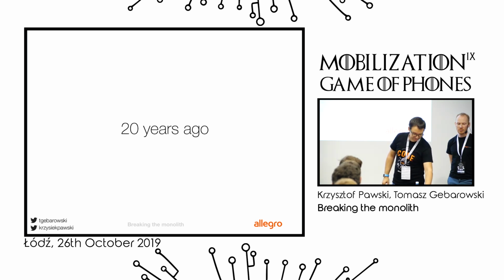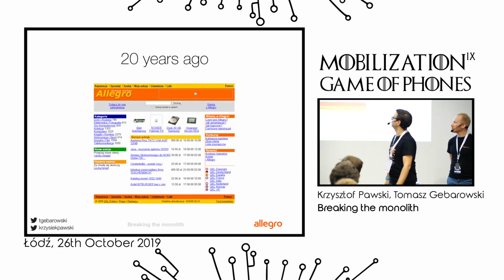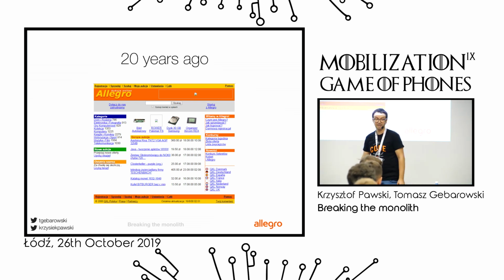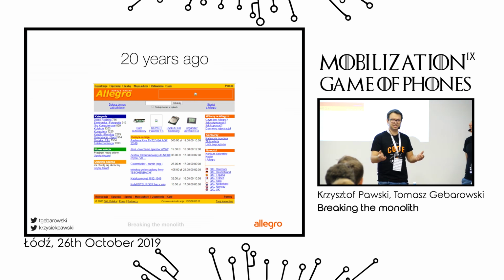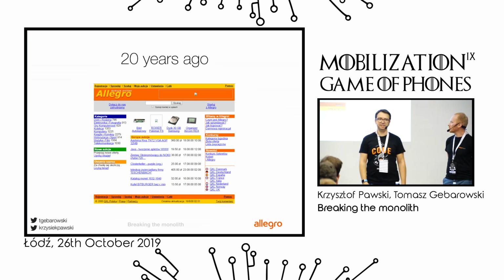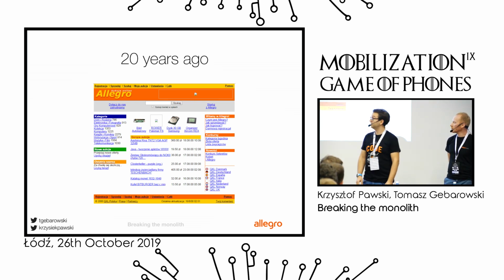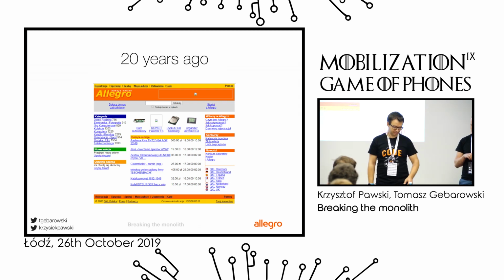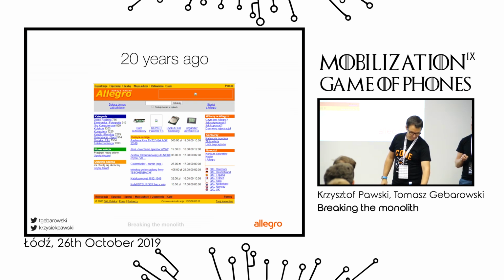So just to remind you, Allegro from that time looked totally different to what we have nowadays. Yeah, this was a typical design of the late 90s, so every web page looked like that. And the business model was also a bit different, because we were more focused on auctions. Now we are focused more on selling products like in a shop.